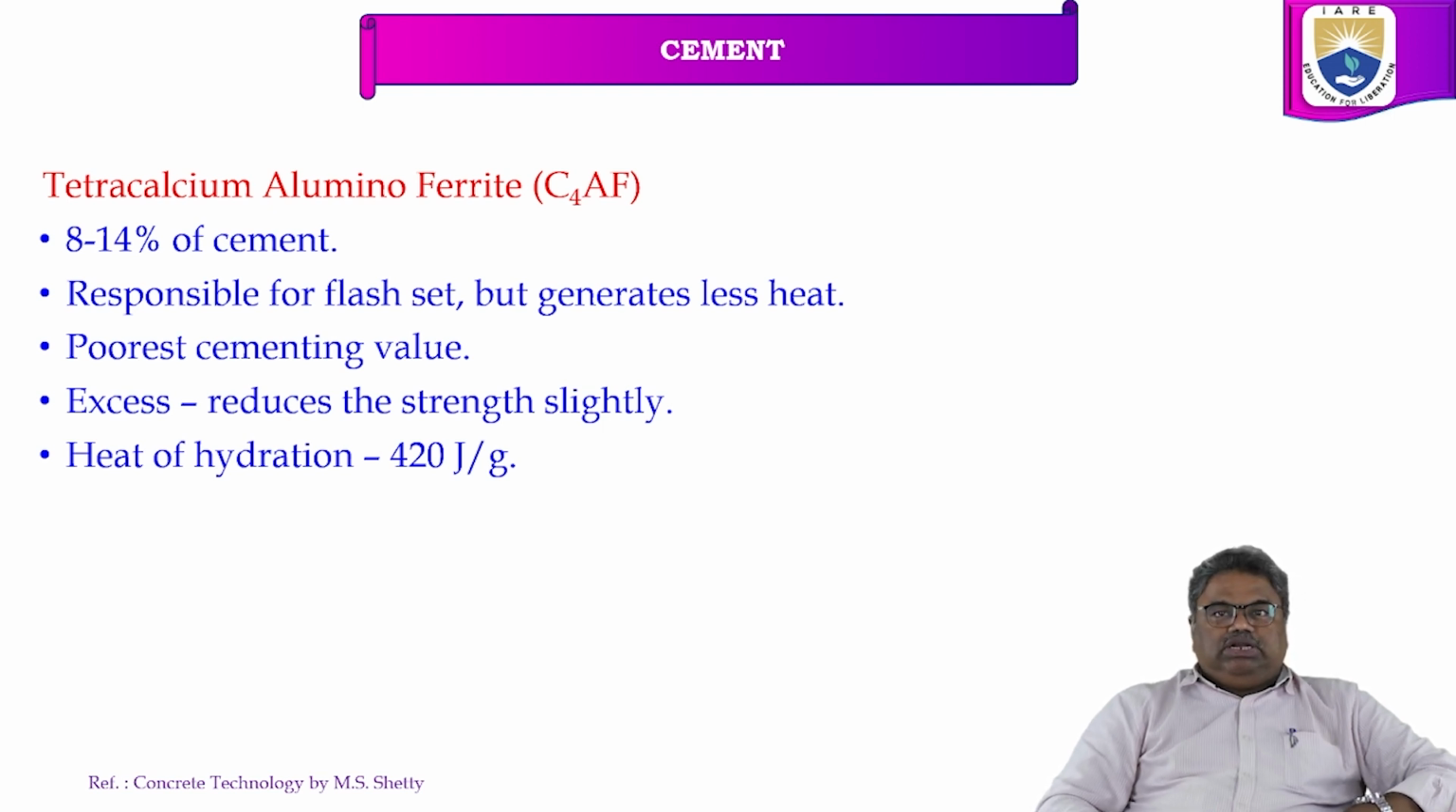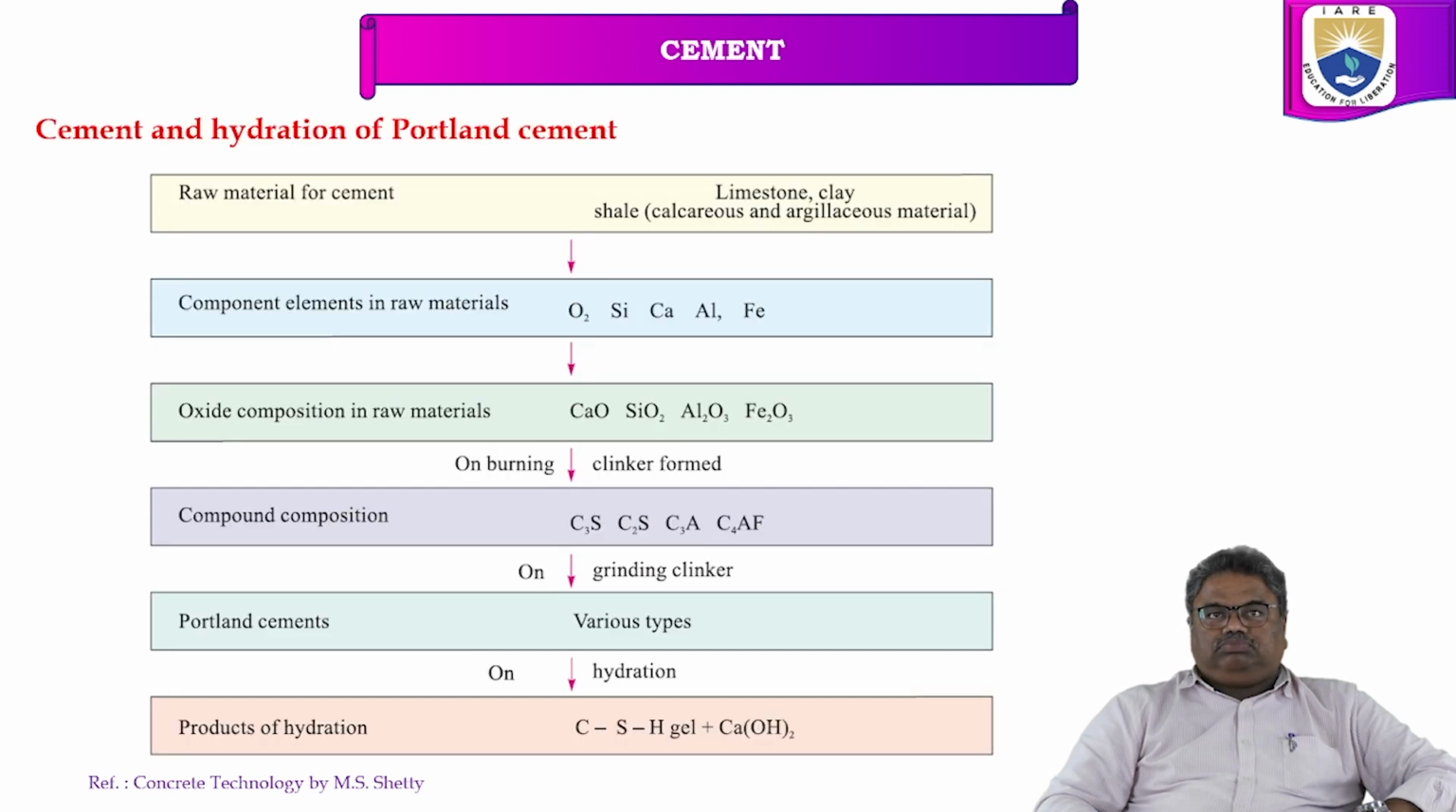If it is in excess, it reduces the strength only very slightly. The heat of hydration is 420 joules per gram. So this is about tetracalcium aluminoferrite, C4AF. These are the four Bogue's compounds generally present in the cement. Next we'll see the hydration process of the cement.